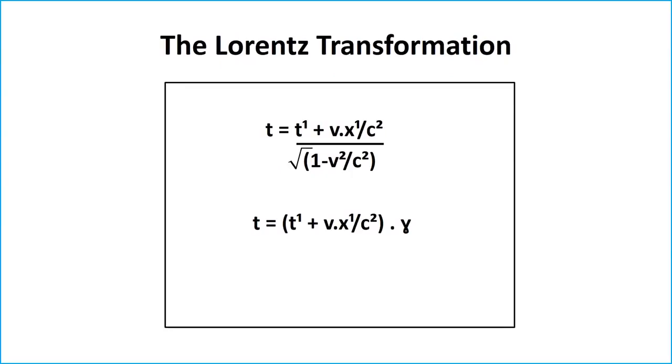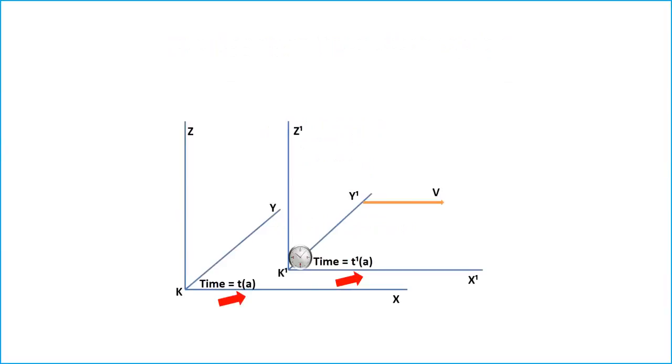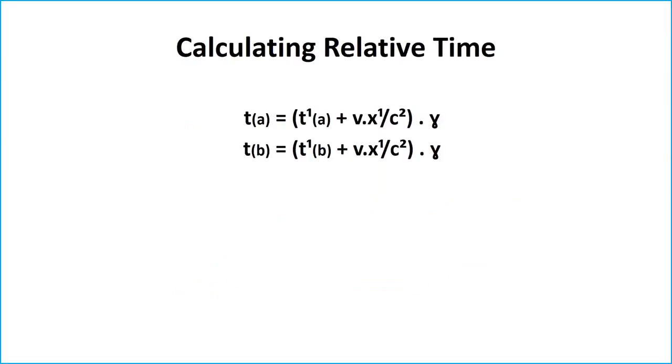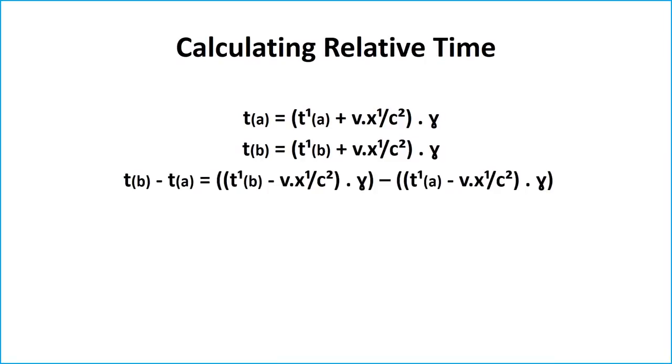It is helpful if we adopt a further convention. This is to suffix t and t1 with a for the initial event and with b for the second event. Based on these conventions, we can write the time equations for the first and second events. The elapsed time is given by subtracting the time of the first event from the time of the second event. Having done so, we see that both components on the right side of the equation are multiplied by gamma. We can therefore simplify.